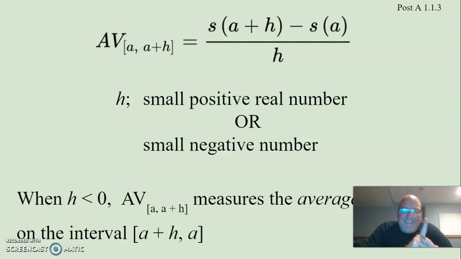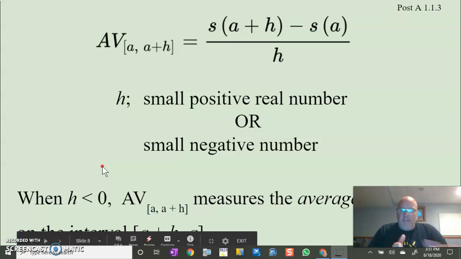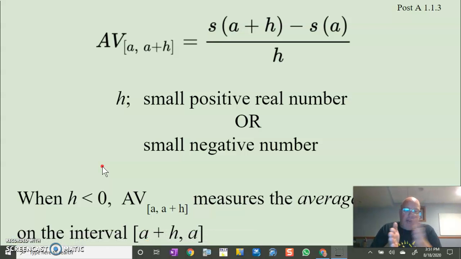If h is negative, and we'll talk about this more later, but I want to bring this point up now. If h is less than 0, or h is negative, then the average velocity from A to A plus h is really the average velocity from A plus h to A, because h is now a negative number. Don't get too confused by that. We'll talk more about it in this upcoming example.